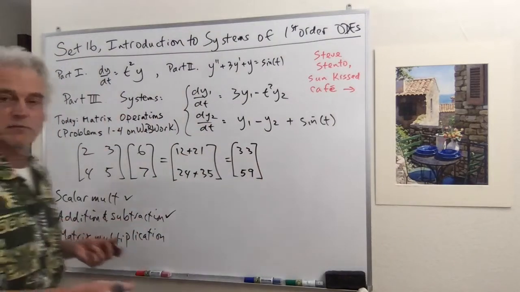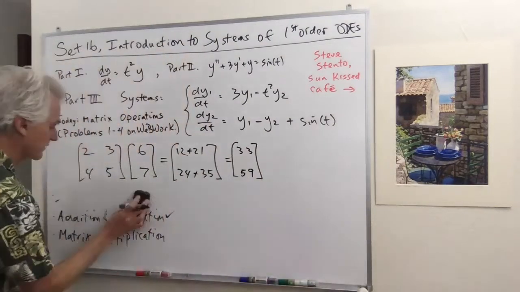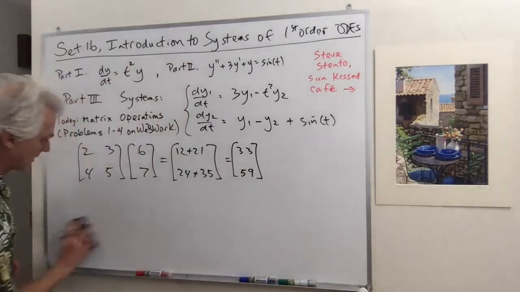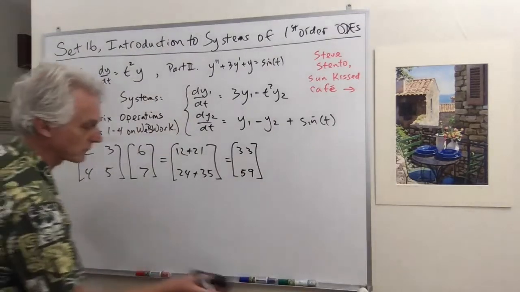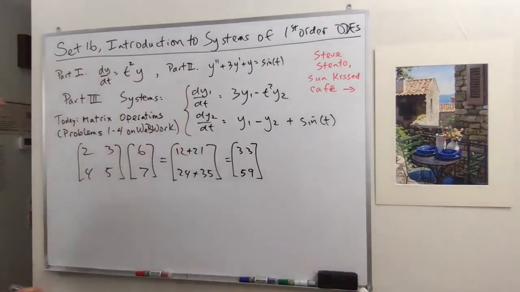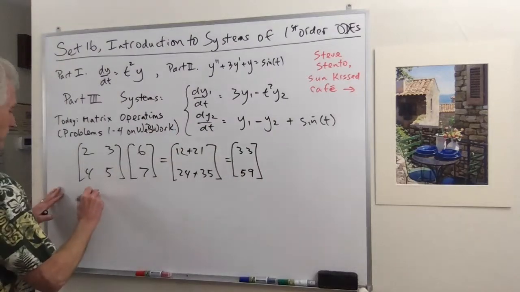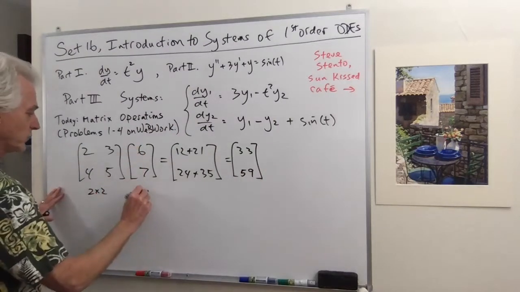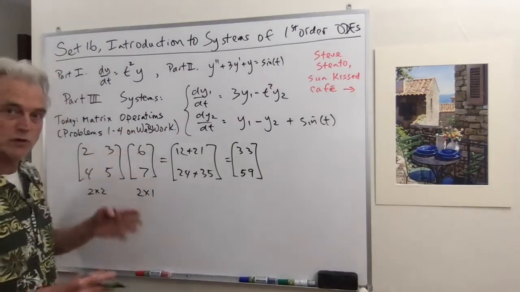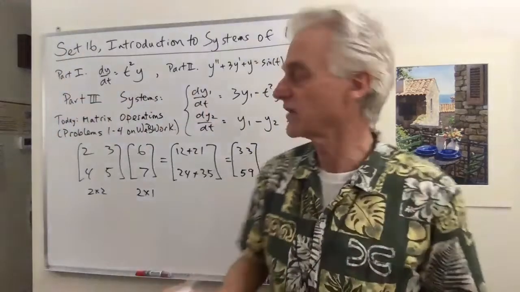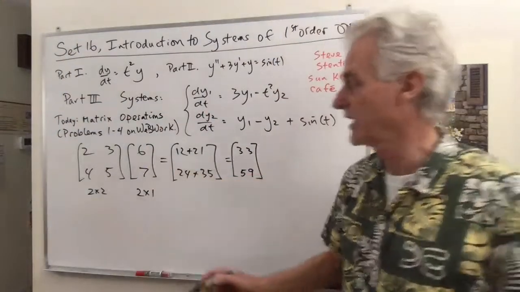So let's think about how this worked a little bit as far as the size. This is a 2 by 2 matrix. This is a 2 by 1. It has 2 rows and 1 column. This is often called a column vector, okay?